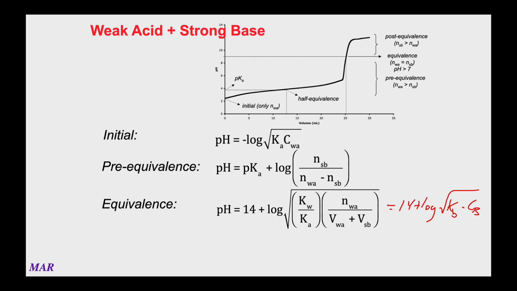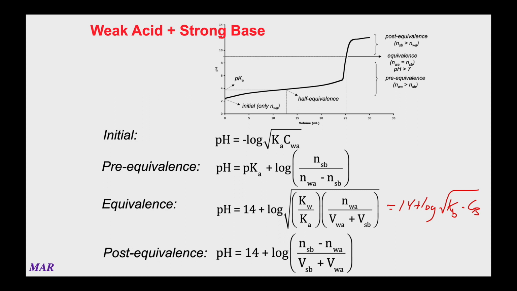Anyway, I digress. Post-equivalence, we have more moles of strong base than weak acid. So this equation looks a lot like post-equivalence in the strong acid plus strong base case. The only thing I did here is instead of NSA, which we used in strong acid plus strong base, I used NWA, moles of weak acid. So pH equals 14 plus log moles of strong base left over divided by total volume. If you can do these equations here, you've got this type of titration down. And again, like before, hopefully you know Ka, but if you don't, you can find it from the graph. We'll talk about that a little bit.